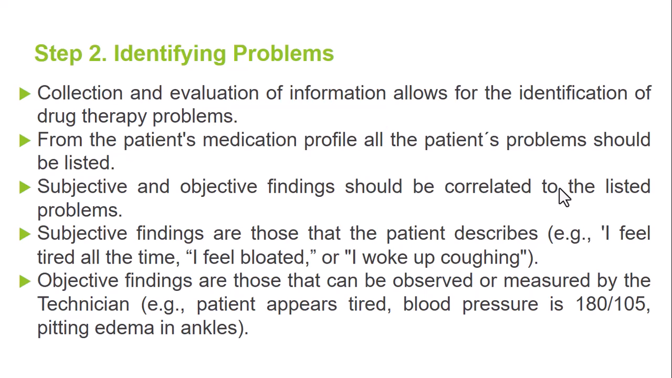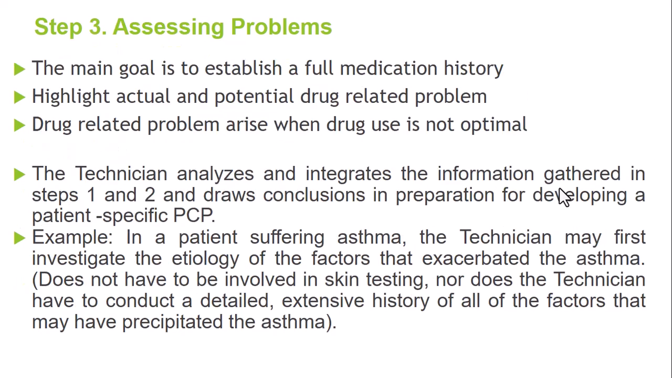From the patient's medication profile, all the patient's problems should be listed. Subjective and objective findings should be correlated to the listed problems. Subjective findings are those that the patient describes, for example, I feel tired all the time, I feel bloated, or I woke up coughing. Objective findings are those that can be observed or measured by technicians, like you can see them and you can measure them.